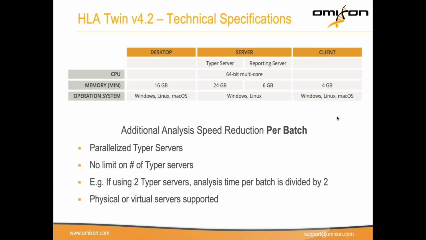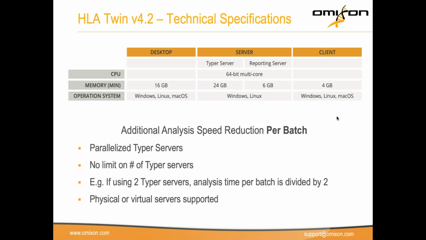And what essentially this means is that if you have one typer server and you have a batch of 24 samples, all 24 samples will be analyzed by that one typer server. If you're using two typer servers in parallel, that means that the 24 sample batch will be split into 12 samples analyzed by one typer server instance, and the other 12 samples analyzed by the second typer server instance in parallel.